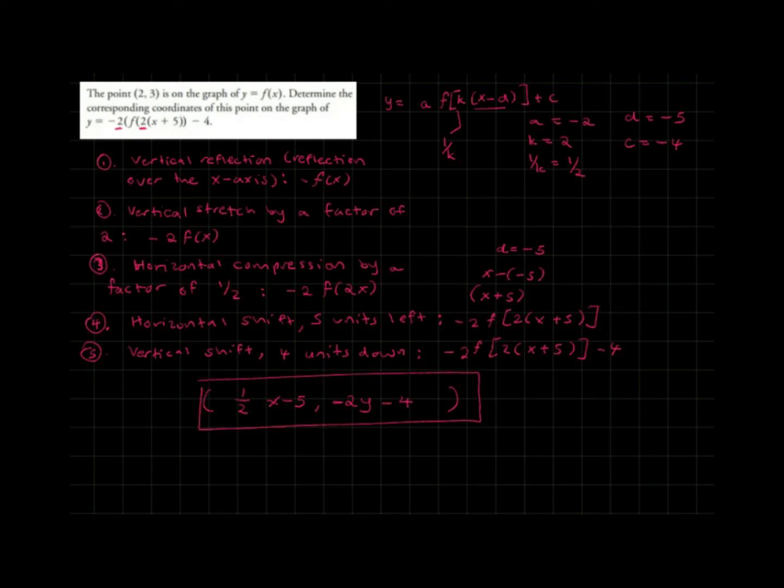With your transforming equation, you want to take an original point on the parent function and plug it in to find its equivalent point on the transformed function. I'm going to substitute the original point (2, 3). For the new x value, you have 1/2 times 2 minus 5, and for y, negative 2 times 3 minus 4. 1/2 times 2 is 1, minus 5 is negative 4, and negative 6 minus 4 is negative 10. So this is your equivalent point on the transformed function.